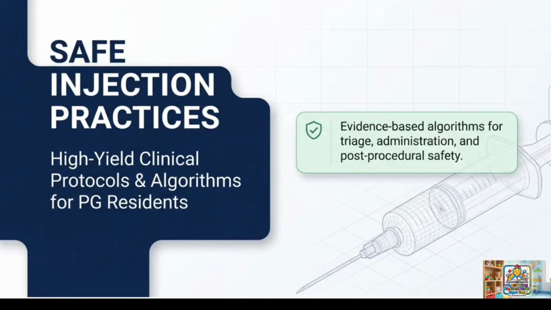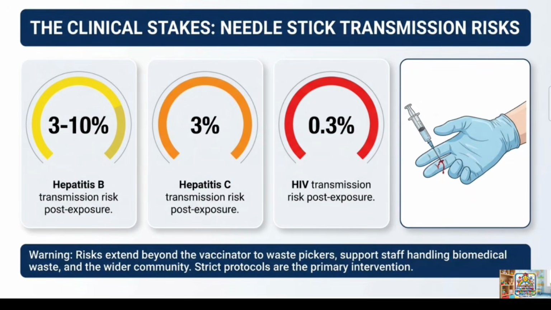We will discuss safe injection practices, a high-yield clinical protocol and algorithm. The clinical stakes: needle stick transmission risk is 3 to 10% for hepatitis B, 3% for hepatitis C, and 0.3% for HIV post-exposure. Risks extend beyond the vaccinator to waste pickers, support staff handling the biomedical waste, and the wider community. So strict protocols are the primary prevention.